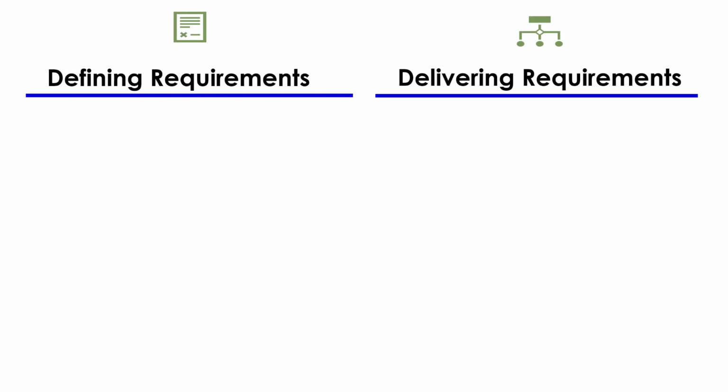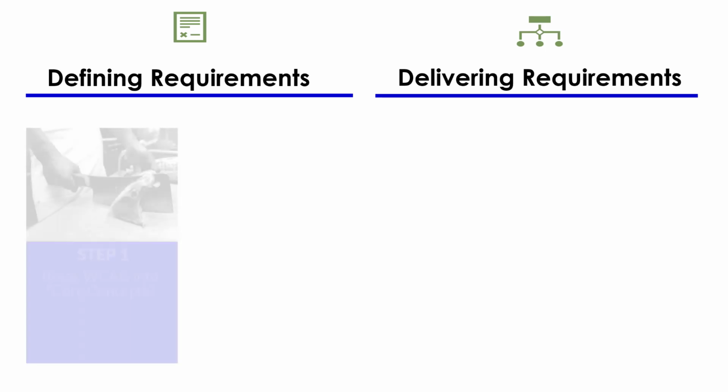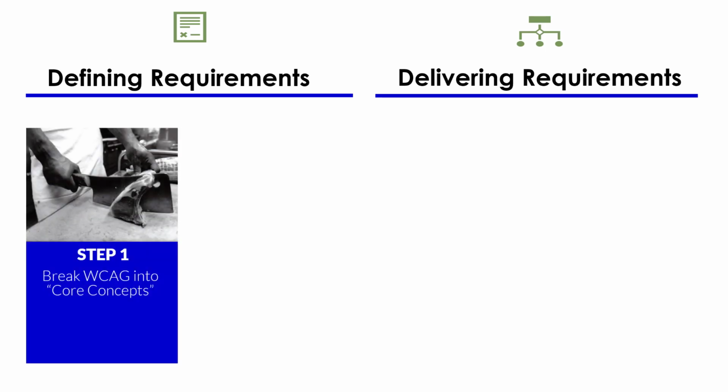The approach that we recommend involves two parts: number one, defining the requirements, and number two, delivering those requirements. Both these parts include 2 steps each, for a total of 4 steps overall. Step 1 involves breaking those often vague and confusing WCAG success criteria into bite-sized elements that we call core concepts.